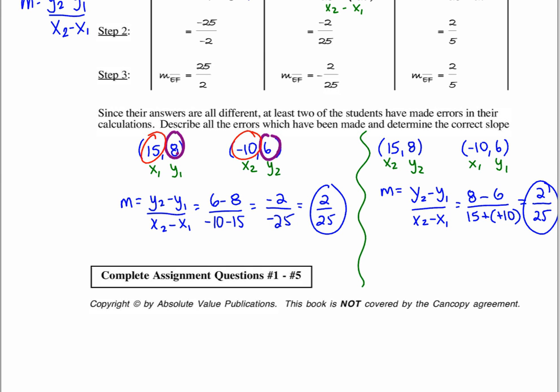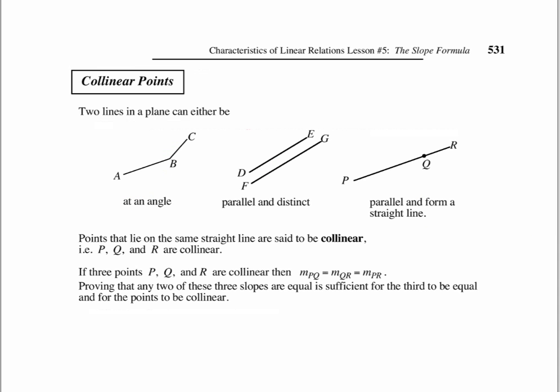It doesn't matter how you order the points. It doesn't matter who's the first point or who's the second. What matters is the order of subtraction: you're always going second point minus first for your y's, and second point minus first for your x's. Okay?